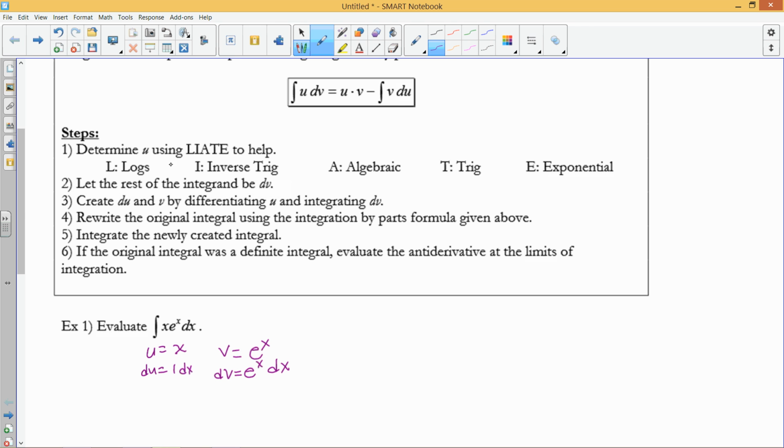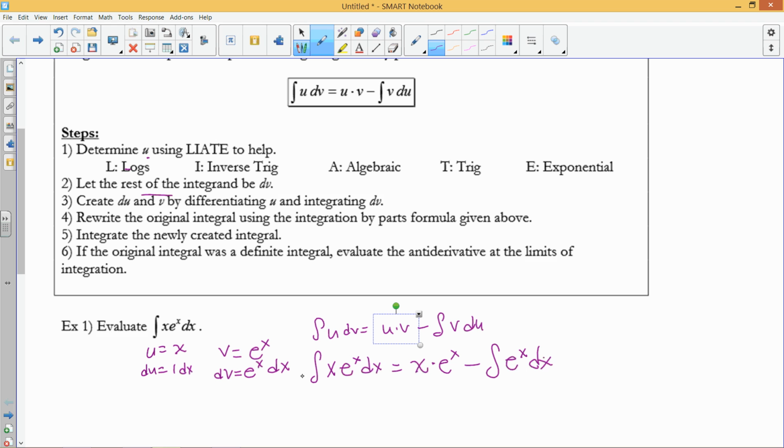We don't need to go into all the background, but basically you just want to take a basic antiderivative here. So, step one, determine u, using LIATE to help. Let the rest of the integrand be dv. Create du and v by differentiating and integrating. Now we're going to rewrite the original integral using the integration by parts formula given above. The integral of u dv equals u times v minus the integral of v du. So the integral of x e to the x dx equals u times v minus the integral of v du.